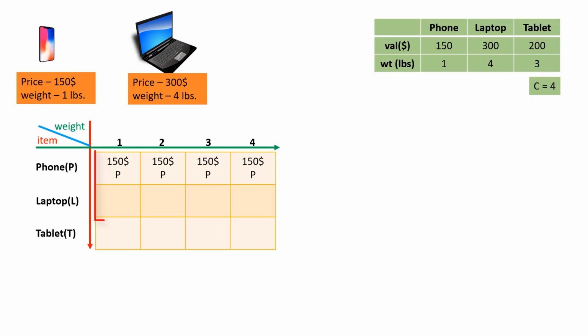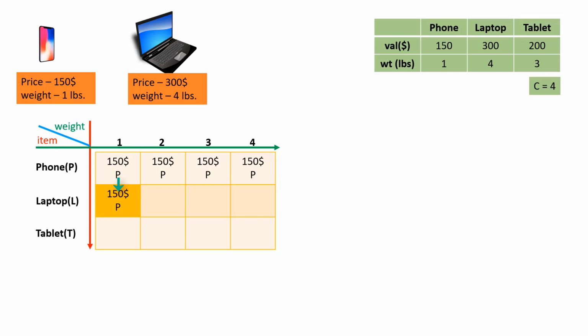If your knapsack has a capacity of 1, then what can you choose right now? You can't choose the laptop. So the maximum profit you can make depends on the last row which you have filled. So what is the maximum profit you achieved so far? It will be 150, right? We have just copied from the above row.